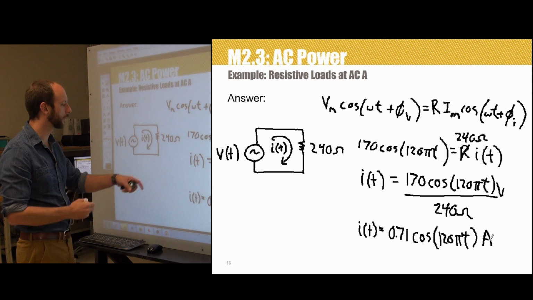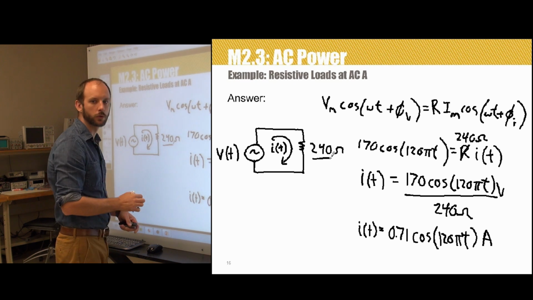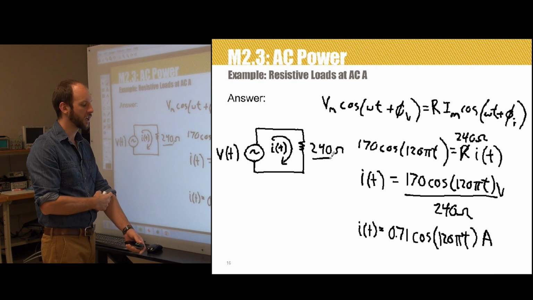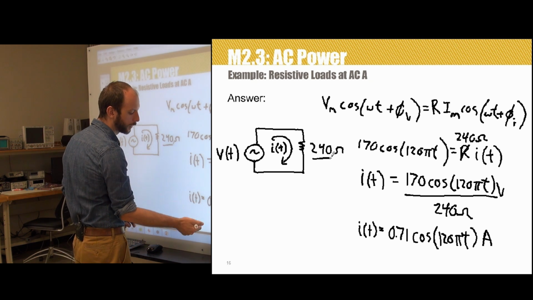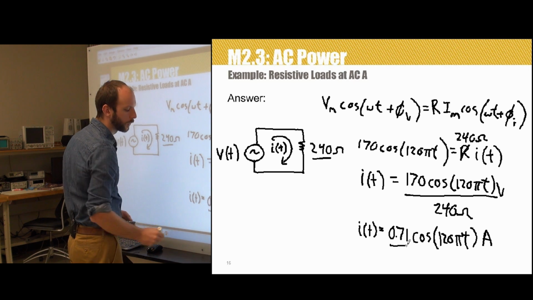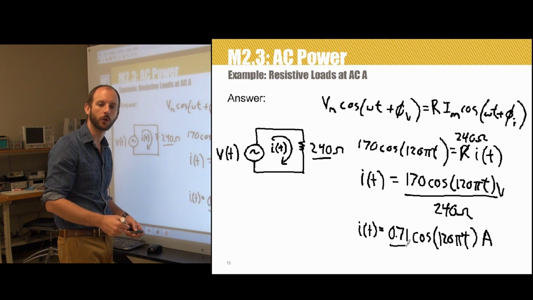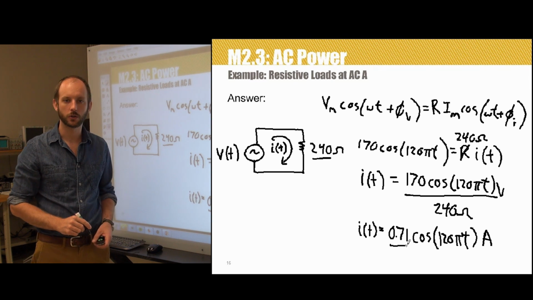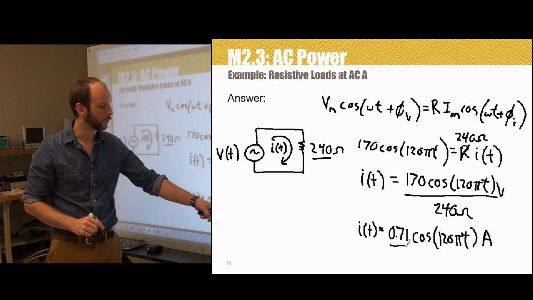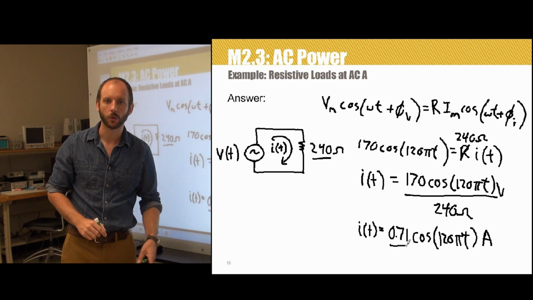So we had a purely resistive load of 240 ohms. We applied a sinusoidal voltage to it in the form of a cosine wave, and we see that, again, resistance only has an effect on the amplitude, which was 0.71 amps. It did not affect the shape of the waveform or the timing information of the waveform. The angular frequency, 120 pi radians per second, remained the same, and the phase shift, which in this case was 0, remained the same.